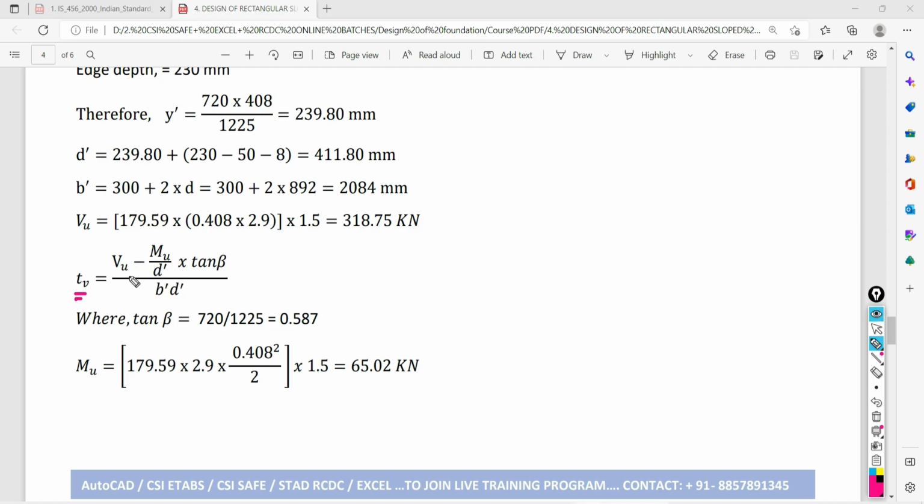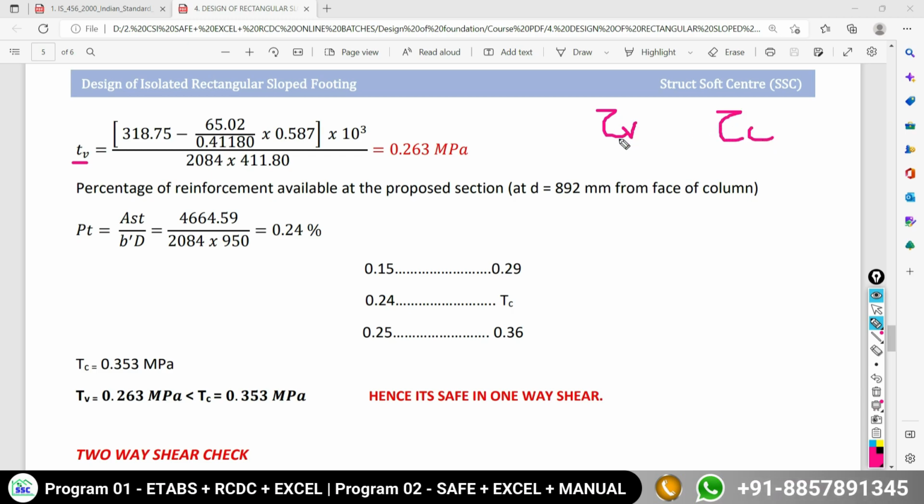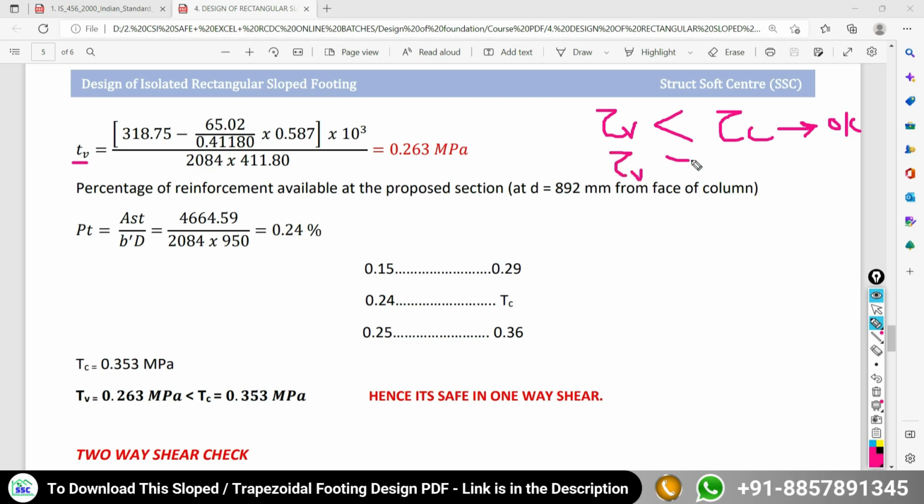So I am going to put all the values in this equation for tau v. Now taking all the values in the equation of nominal shear, we are getting the nominal shear value as 0.263 MPa. Now we have to compare this nominal shear with your critical shear value. If your nominal shear is less than your critical shear, then we say that our design is okay. But if your nominal shear is more than your critical shear, in that situation we need to revise your design.